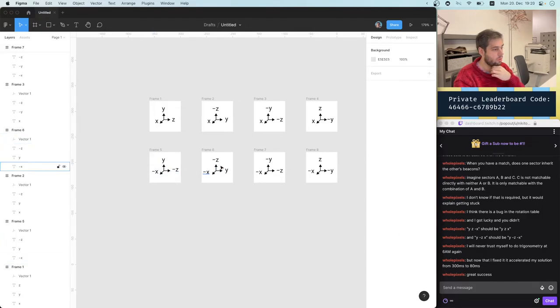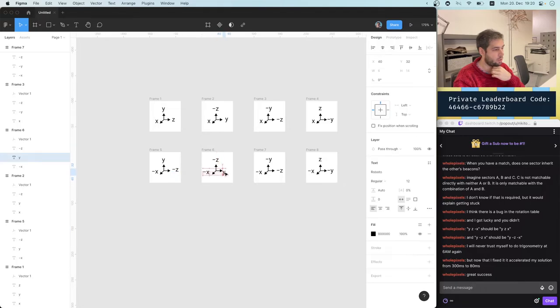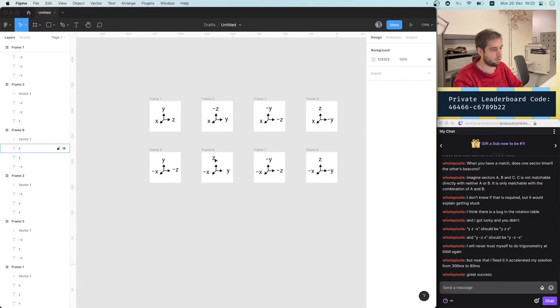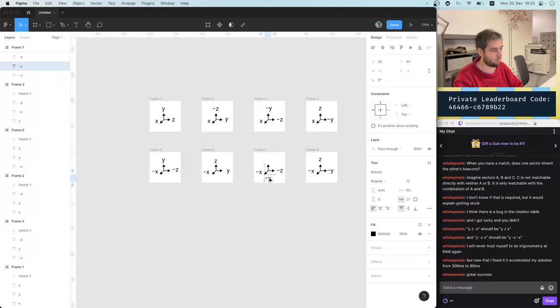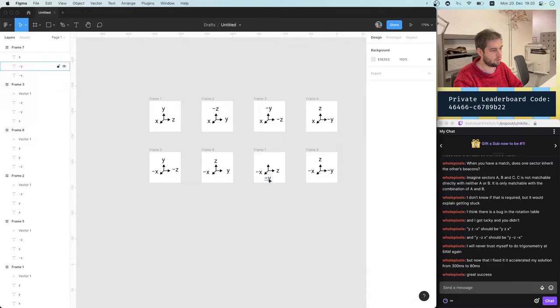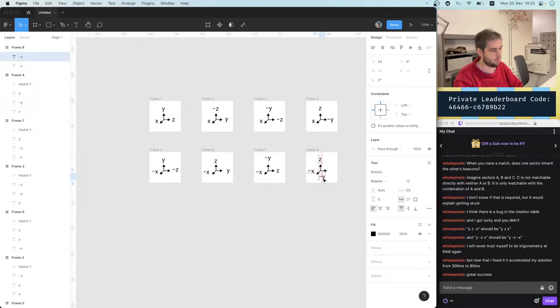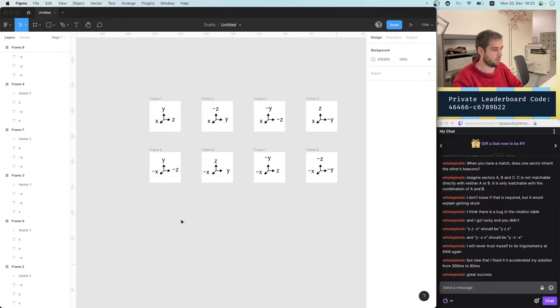So if we rotate this way, y goes here, minus z goes here, which means it's gonna be z in here. If we rotate one more, y goes here, z goes here, which means there it's gonna be minus y. And finally z goes in here, which leaves minus z, and minus y goes here. Okay. So minus x, y, z.